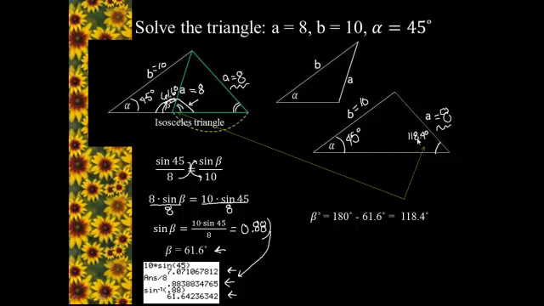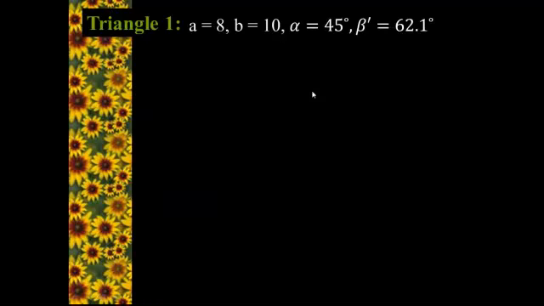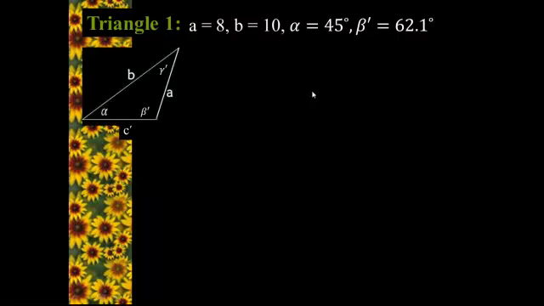Now I realize that this triangle doesn't quite look right because this looks like an acute angle when it's really supposed to be obtuse. But we get the idea here. One thing to remember is that you'll have two triangle solutions only when the two sides are not between the angle. So if we look back up here, we had this angle, this side, and this side. The sides are not between the angle. So let's figure out triangle 1, and that's the little guy.